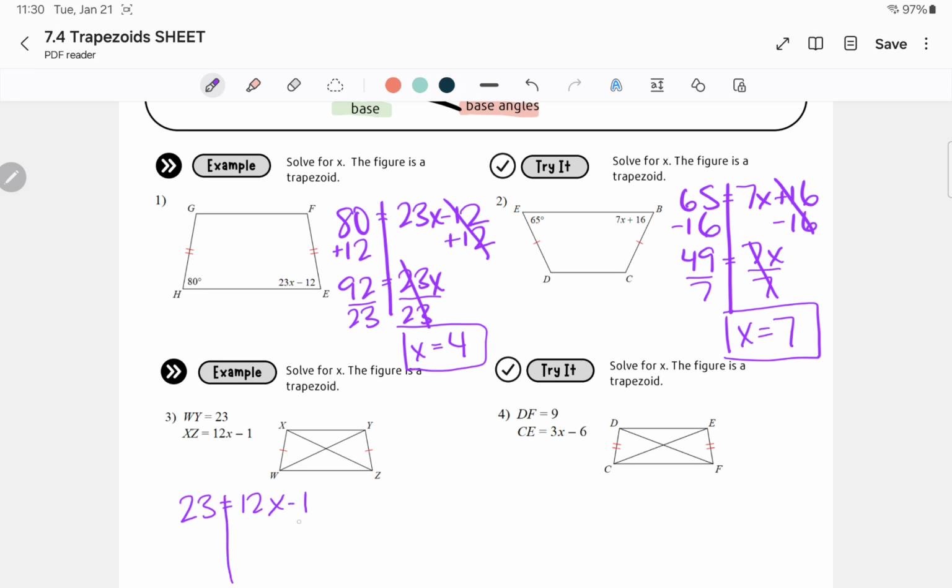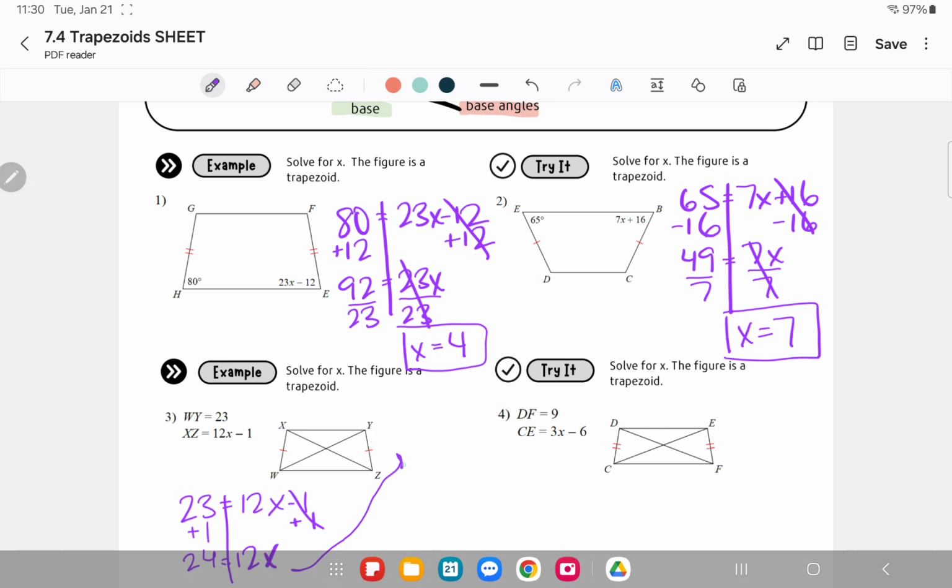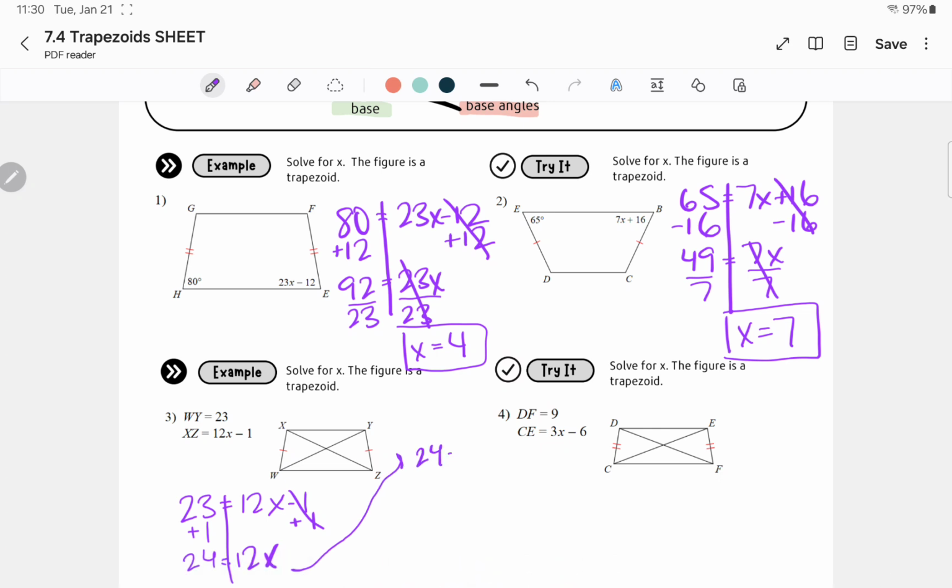And we just solve. So we're going to add 1 to both sides to get 24 equals 12x. We're going to divide both sides. I'm going to give myself more room. You can keep writing if you have enough room. All right, so I'm going to divide both sides by 12. And x is equal to 2. So go ahead and pause the video. Try number 4 by yourself.